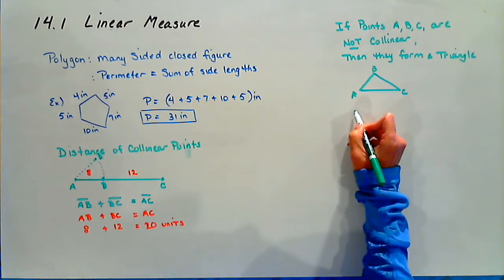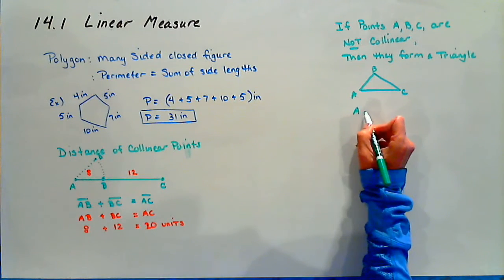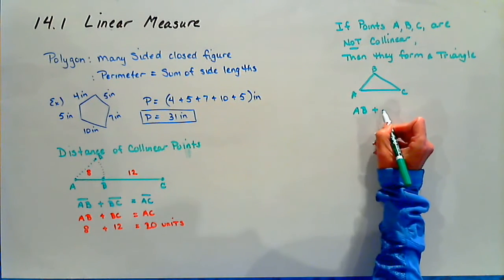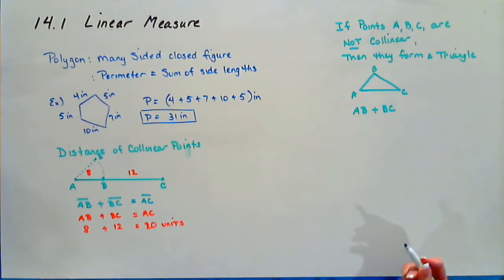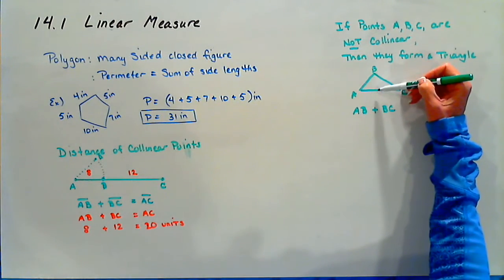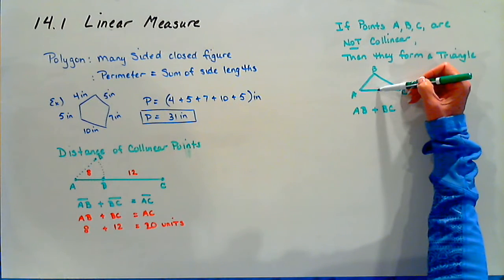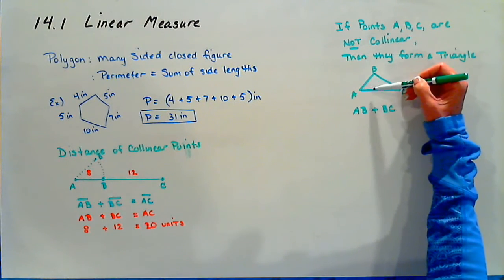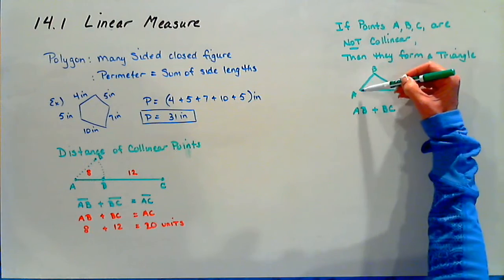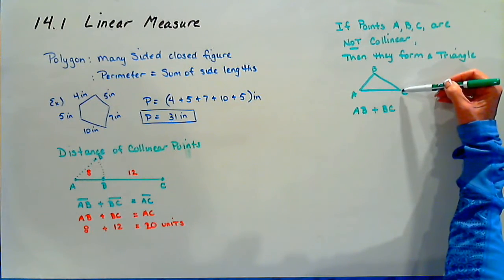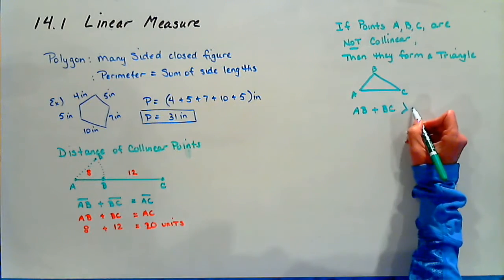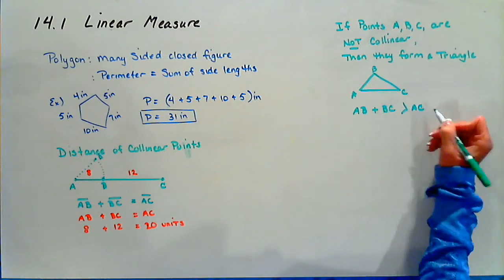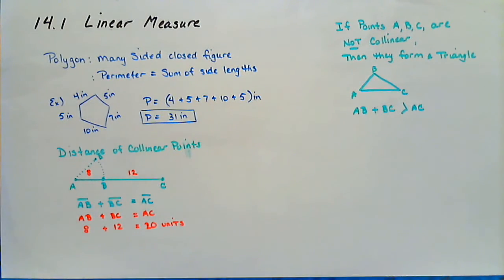That says if I take any two sides, let's say I take side AB and I add it to side BC. Well, now remember, if B was located right down on here, on this collinear line, if all three of them are lined up, then that's going to equal the total distance. On a triangle, any two sides added together will always produce a number larger than the length of the third side.